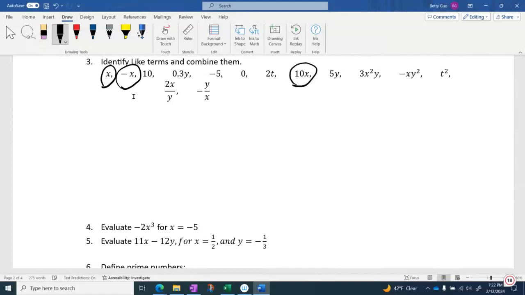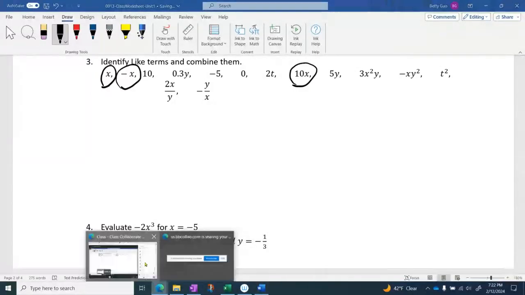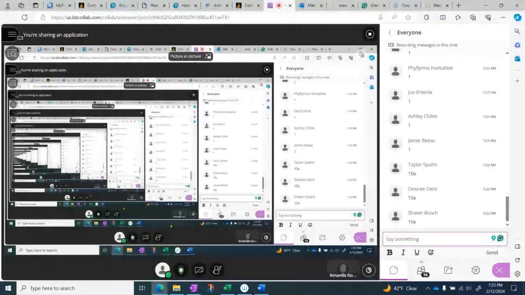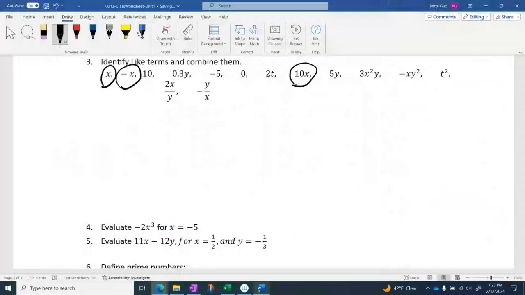I saw 10x, right? And what else? No more? That's it, right? We have 3. Yeah, 10x, exactly. Perfect. Then those 3 are like terms, which means we are able to combine them. Let's combine them. Again, combining like terms is to add those terms together.